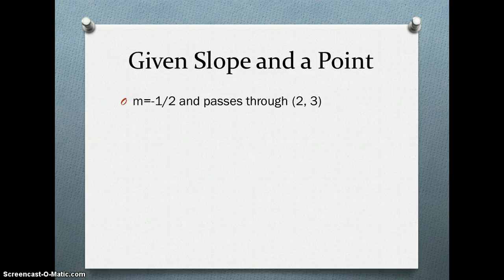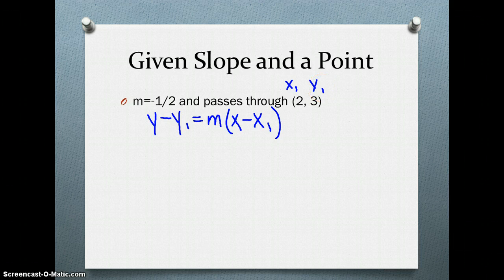Now, our next one here, we're given a point, and we're given the slope, so we're going to use point slope form. y minus y1 equals m times x minus x1. So here we have our ordered pair. This is x1 and y1. We make our substitutions. y minus 3 is equal to -1/2 times the quantity x minus 2.